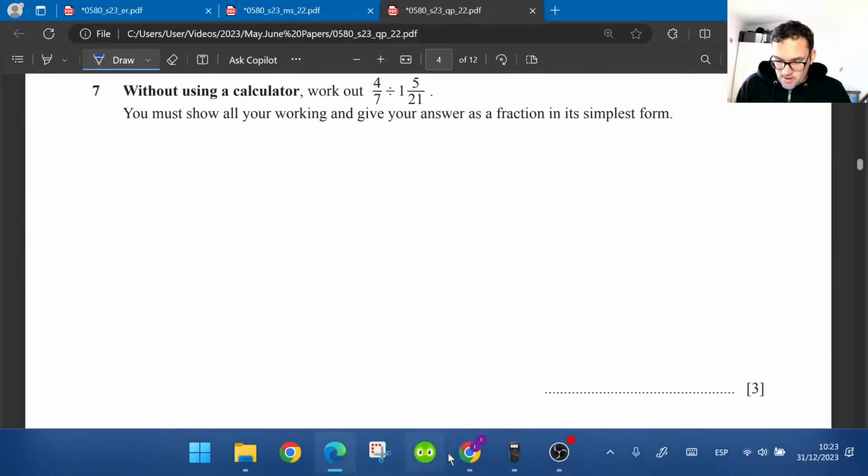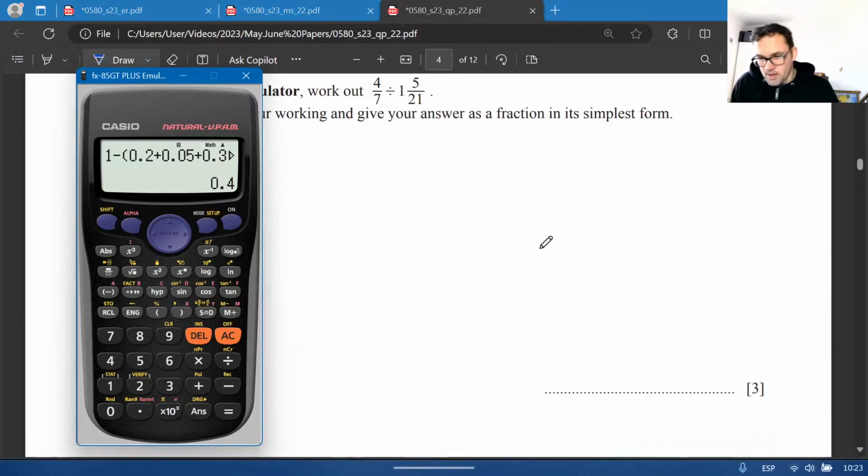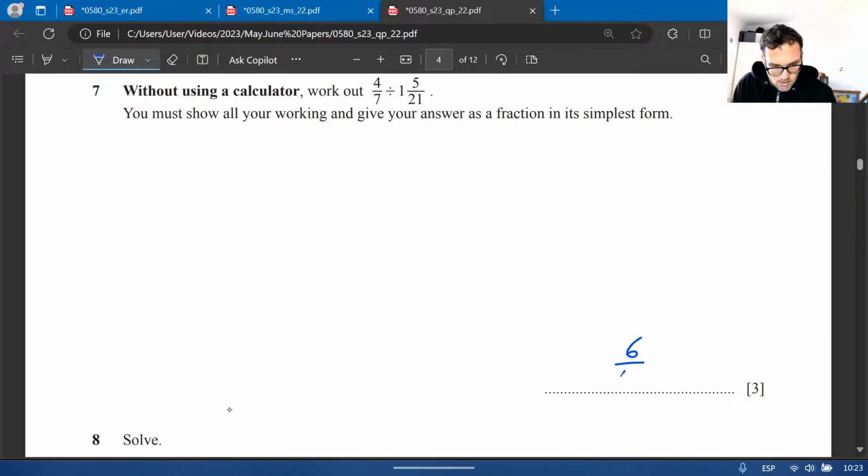Question 7. Without a calculator, we need to calculate this: 4 over 7 divided by 1 and 5 over 21. Answer, 6/13. Right, I got the right answer, of course. Easy stuff. 0 marks because we said without a calculator. So I need to show all the steps in between, and then it'll give me the mark at the end.